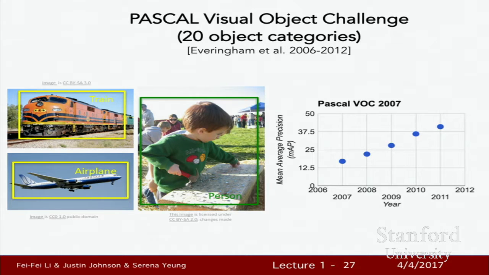The idea was that every year they would hold a challenge where different teams across the world would submit the results of their algorithm on this standard benchmark, and this would allow us to track the progress of the field going forward. And as you can see here on the right, from about 2006 to 2012, the field of computer vision made very steady progress on this benchmark. And this idea of benchmarking as a way to measure the success of computer vision is something that has continued to this day.